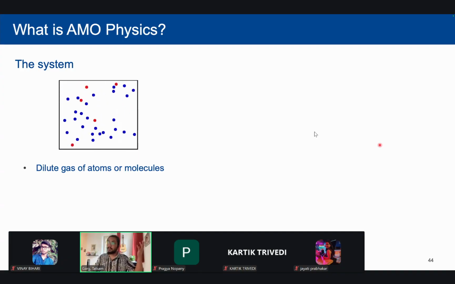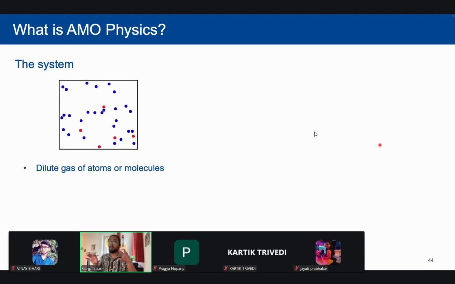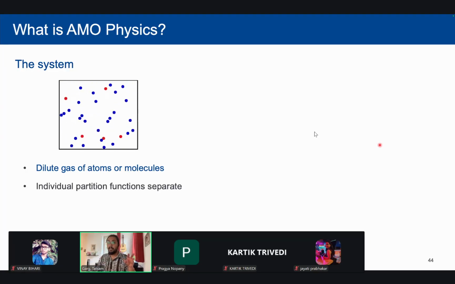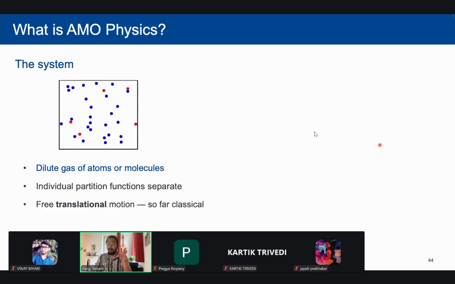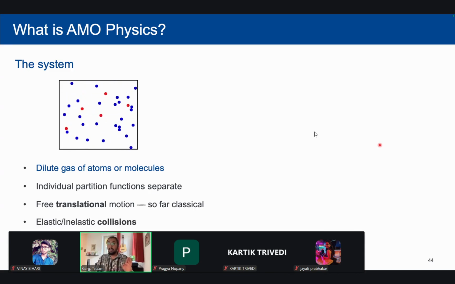From a statistical physics perspective, you can think that the individual particles are completely uncorrelated from each other. And these things right now look like billiard balls that are free to move about. So they have some translational motion. At least so far, it's very much classical. And maybe this is a bit mundane right now, but it's going to become important in a minute. These billiard balls can occasionally collide.